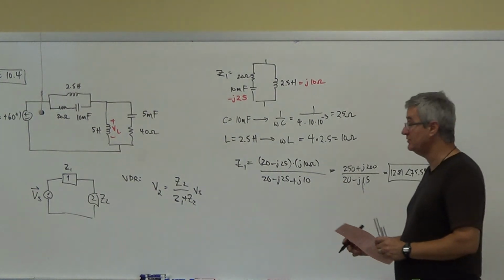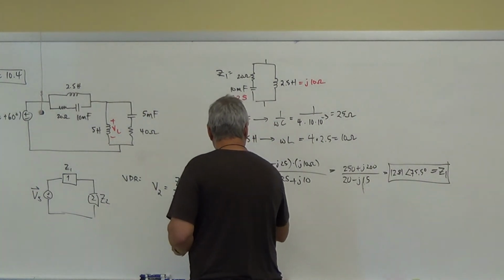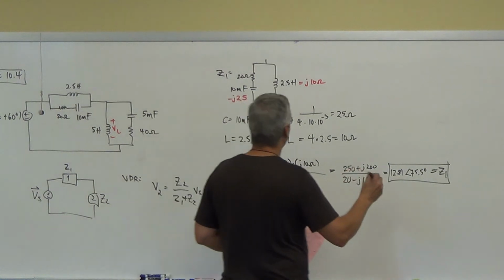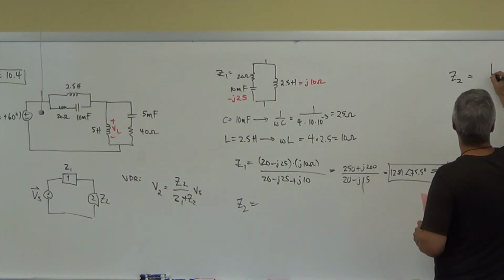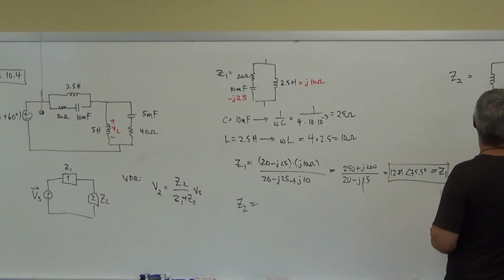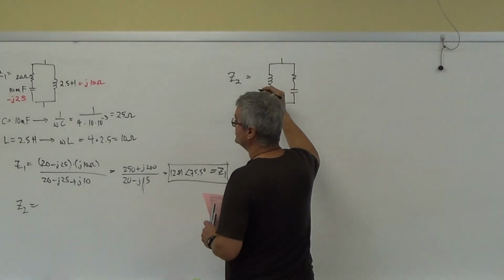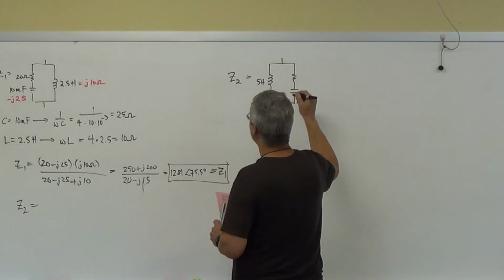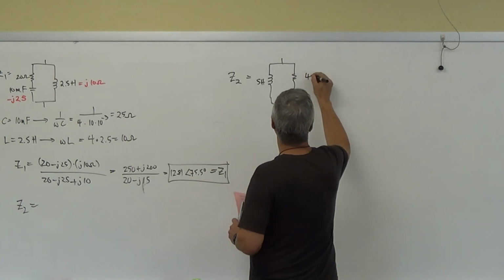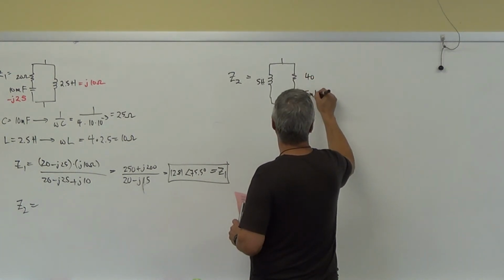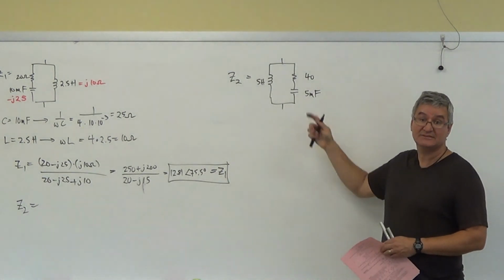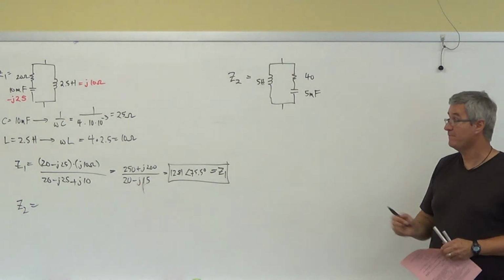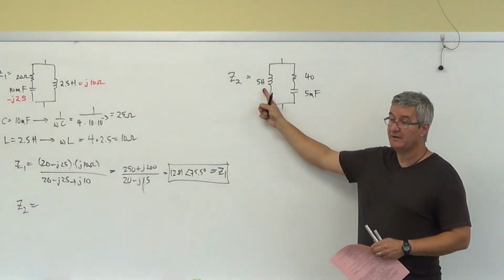So now let's look at Z2. Let me draw it over here. Z2 then has this guy. And in this case, this is 5 Henry, this is 40, and this is 5 milli. So I almost never do these in my head unless it's super obvious. I always try to do these in my head.